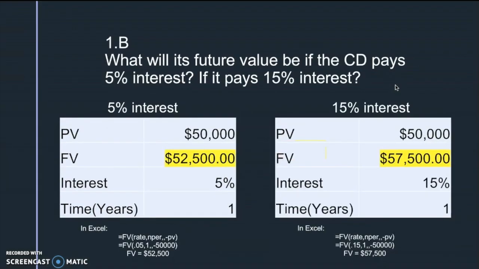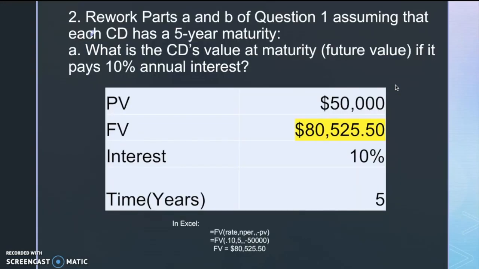Part B asks us to say, what about if it paid 5% interest, and what about if it paid 15% interest? So what we do is we change the interest. This time instead of 0.1, we do 0.05 or 0.15 for 15%. So the future value, if our CD pays 5% interest, will be $52,500. And if it pays 15% interest, the future value would be $57,500.